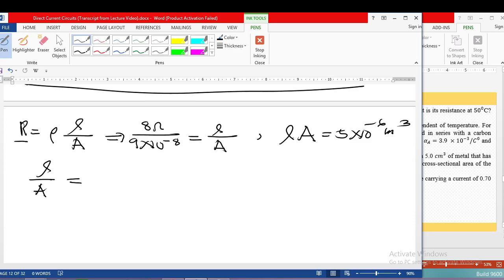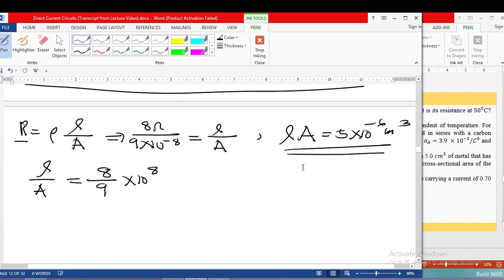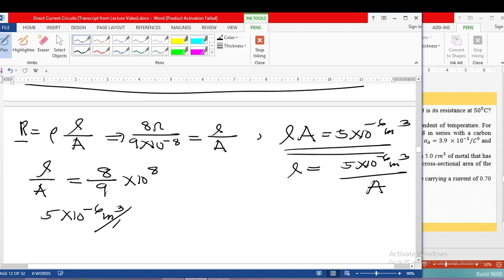Oh, okay, it's very large. So I can just put this one as 8 over 9 times 10 to the 8. Okay, so that is the value. Then using this equation, we can also find L in terms of A. So L is just equal to 5 times 10 to the negative 6 cubic meter divided by A. So I would just put the value of L here. We have 5 times 10 to the negative 6 cubic meter divided by A, divided by A again, which is equal to 8 over 9 times 10 raised to 8.